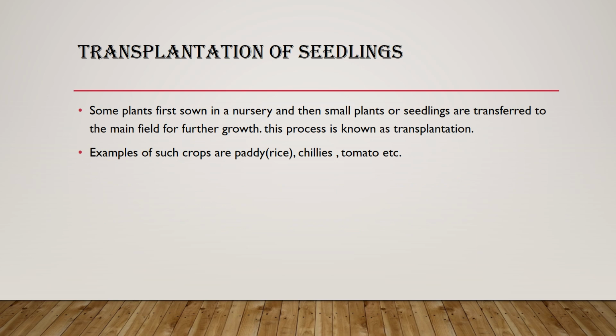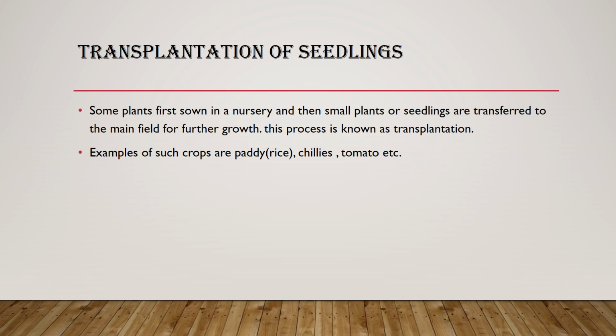Now we will learn transplantation of seedlings. Some plants are first sown in a nursery and then the small plants or seedlings are transferred to the main field for further growth. This process is known as transplantation. Examples of such crops are paddy, that is rice, chilies, tomato, etc.